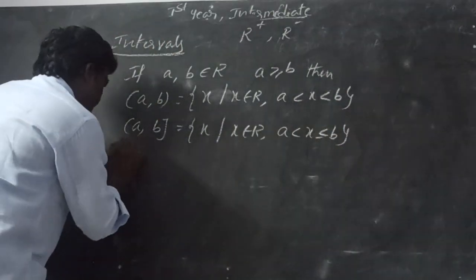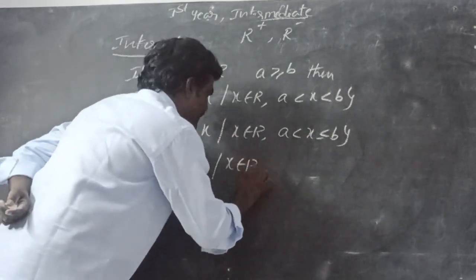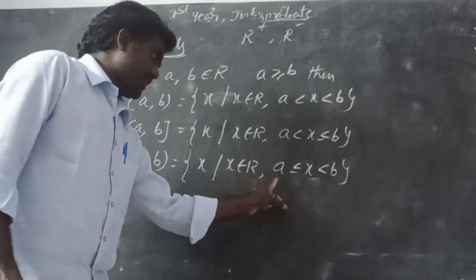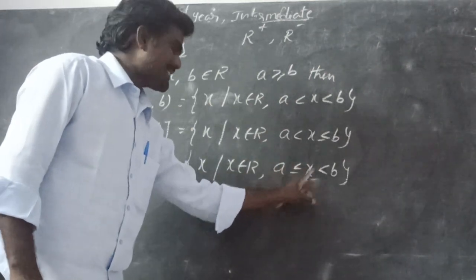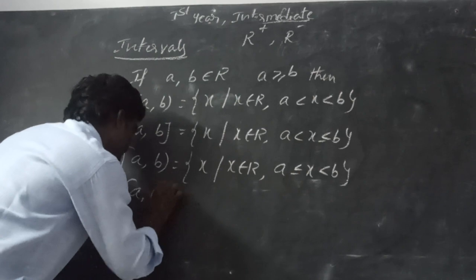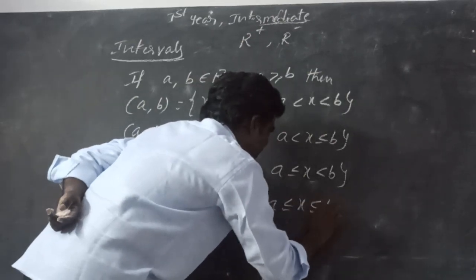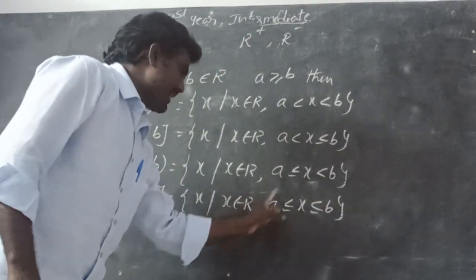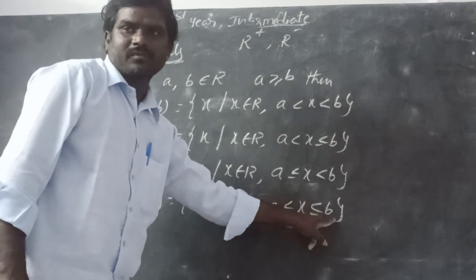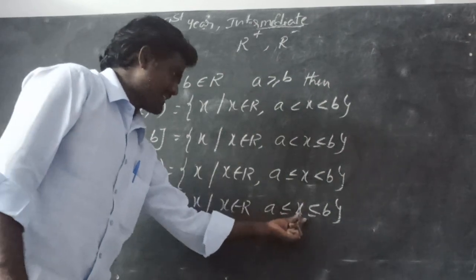Next, closed interval A, open interval B: x such that x belongs to R, A less than or equal to x less than B. Here x is greater than or equal to A, that means A is included, and x is less than B. Next, closed interval A comma B: x such that x belongs to R, A less than or equal to x less than or equal to B. Here x includes A and B, that is x equal to A, x equal to B, and x greater than A and less than B.